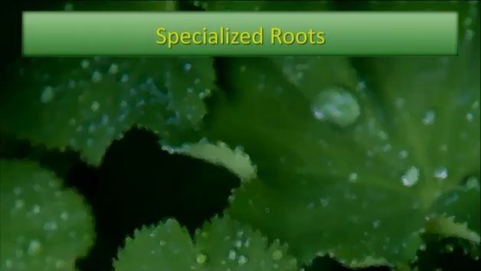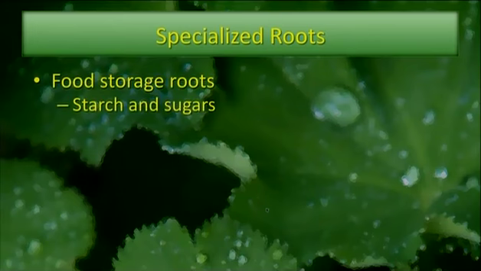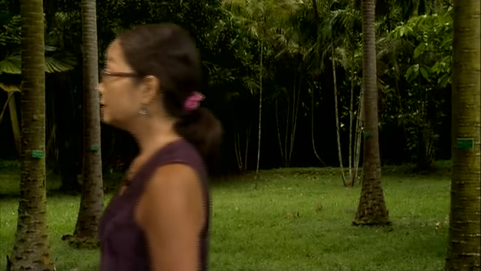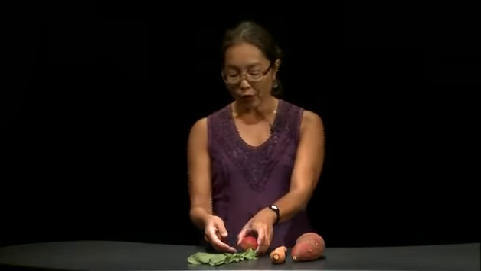Now we also have specialized roots, such as food storage roots. They store starches and sugars. Some examples of this are sweet potato and yam in more tropical regions and subtropics, and carrots, beets, turnips, and radishes. So we're going to go back to the stand here. Here we have some storage roots. First of all, we have a radish.